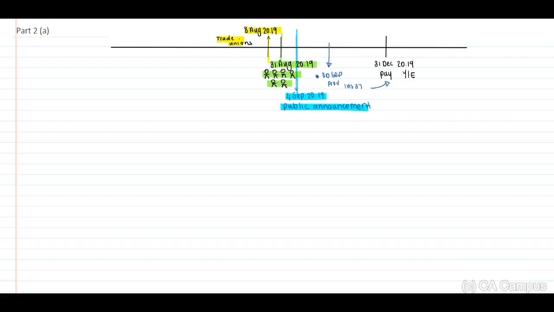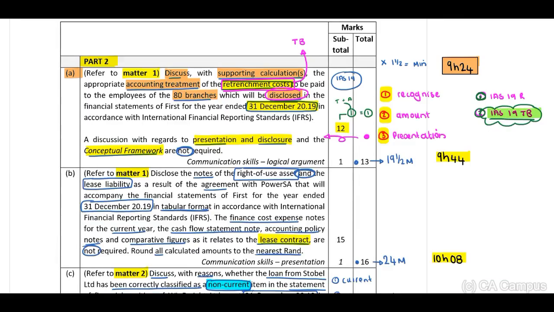Now, our requirement states that we need to discuss the recognition, the amount, and I've identified presentation because they've indicated which will be disclosed in the financials. However, they also indicate the discussion with regards to presentation and disclosure and the conceptual framework are not required. Therefore, guys, this is a little bit, what do we do? Rather include something, if you ask me.